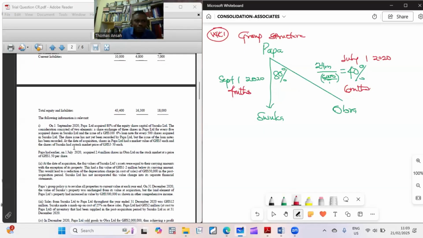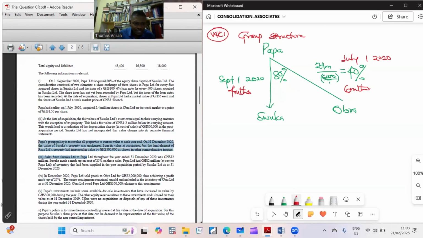But sometimes you have to read further because there may be some acquisitions. All right, but it says the date of the acquisition, the fair value of the net asset. This is for your workings too. The group policy is to value or revalue all this. Okay, this is additional. It has nothing to do with your ownership. Sale from Susuka. This is for PAP. All right, so we will look at that.